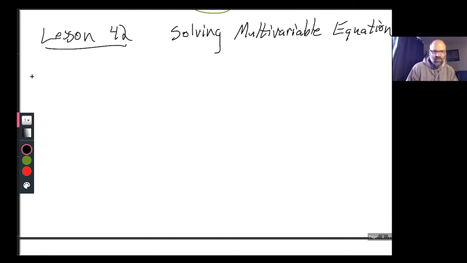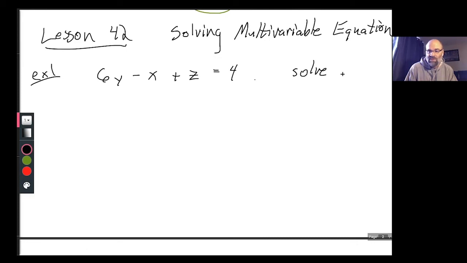Here's example 1. 6y minus x, more than one variable, plus z equals 4. Okay? And then they're not going to just give you this equation and say solve it. Because usually when they say solve it, you're solving for the one and only unknown or the one and only variable. But these have several variables. So what it's going to say is solve for one of these variables. So I'm going to say, let's just solve for z.